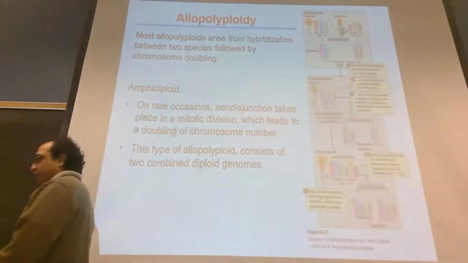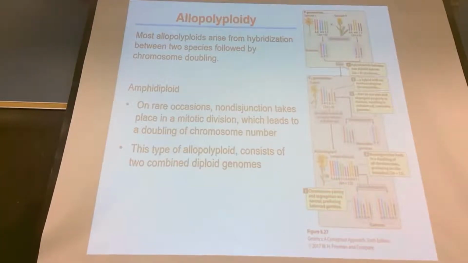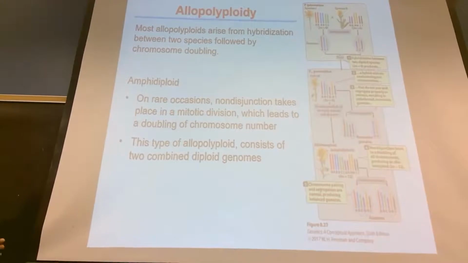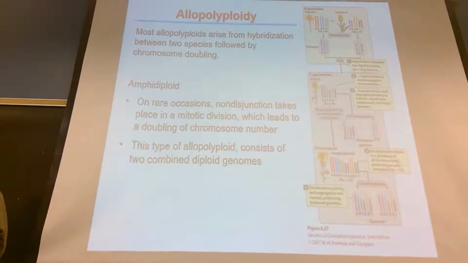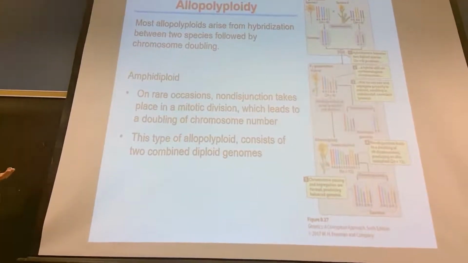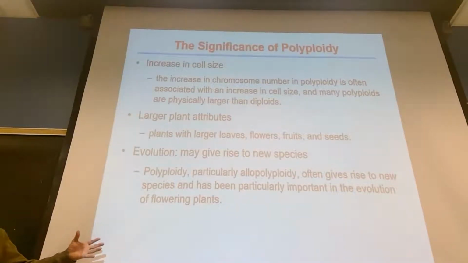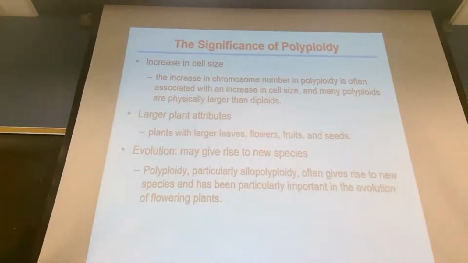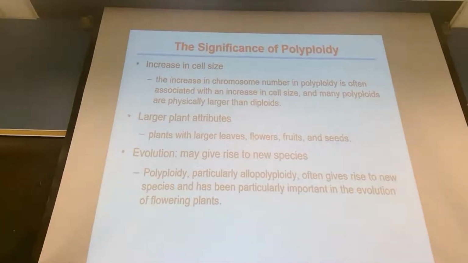Using this chromosomal doubling, we actually created a lot of varieties of plants, particularly wheat, and sunflower. When the chromosomal doubling is there, the size of the cell is bigger. Using that, we have created a lot of fruits and other things with bigger size. It is often associated with an increase in cell size because if the chromosome number is bigger, then the volume of the nucleus will be bigger, then the cell will be bigger. Using this attribute, we can have plants with larger leaves, flowers, fruits, and seeds.